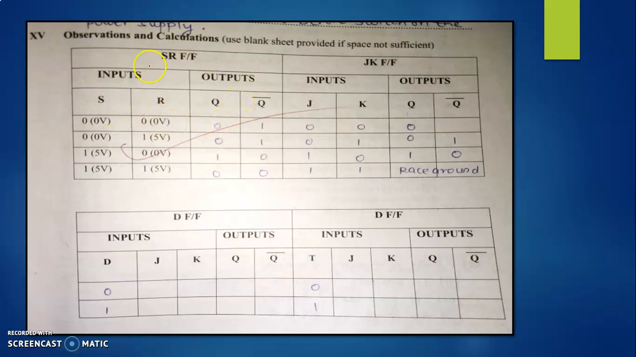For the SR flip flop, if the input is 0 0, Q and Q bar are 0 and 1. If 0 1, then 0 1. If 1 0, then 1 0. For 1 1, it is 0 0. This is the output for the SR flip flop.